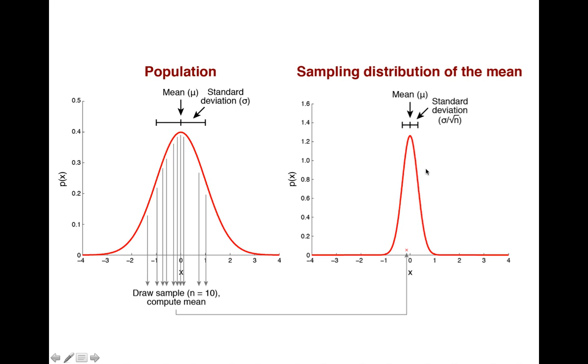Now, the spread of this sampling distribution, however, is smaller. The standard deviation of this distribution is given by sigma divided by square root of n. So sigma refers to the population standard deviation, and n refers to the number of data points we drew, in this case 10. So because of this division by square root of n, this standard deviation of the sampling distribution is guaranteed to be the same if n is 1, or smaller than the original population.